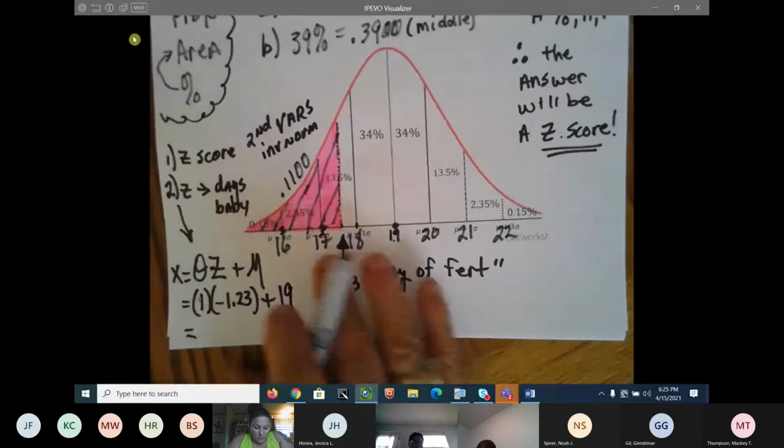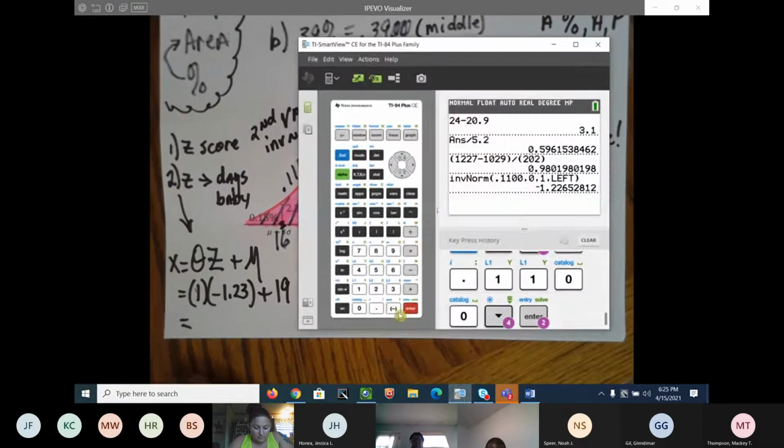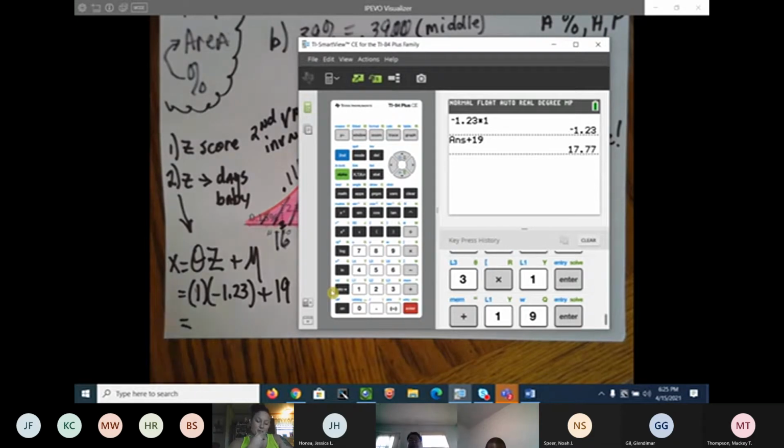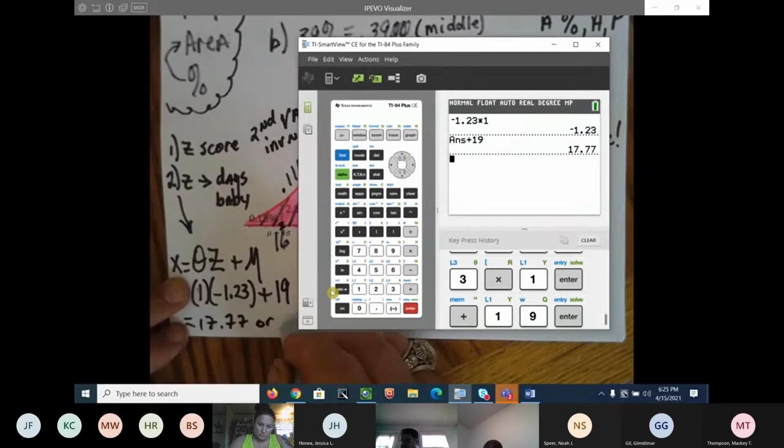So I'm going to go to my handy-dandy calculator. And I'm going to take negative 1.23 times 1. And I'm going to add it to 19. That gives me 17.77. It should be, yeah. 17.77, or 18 days.